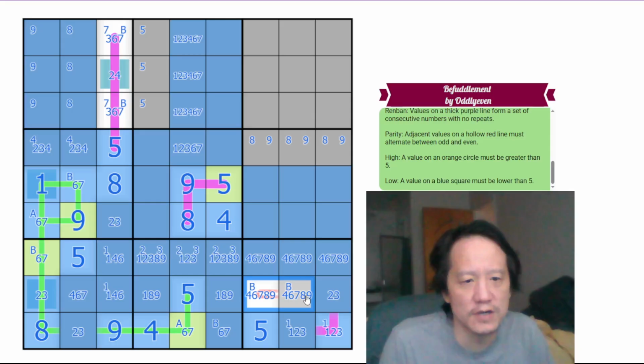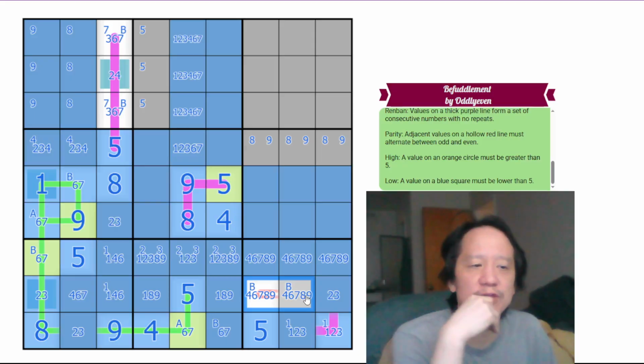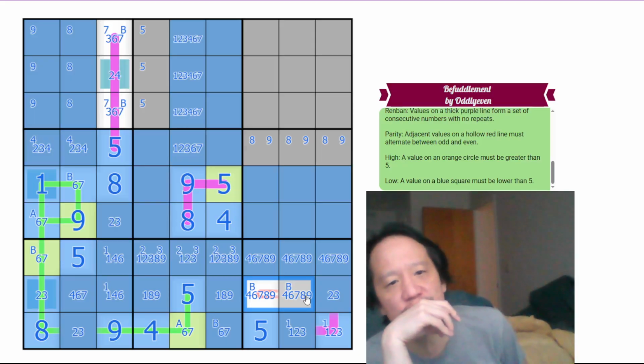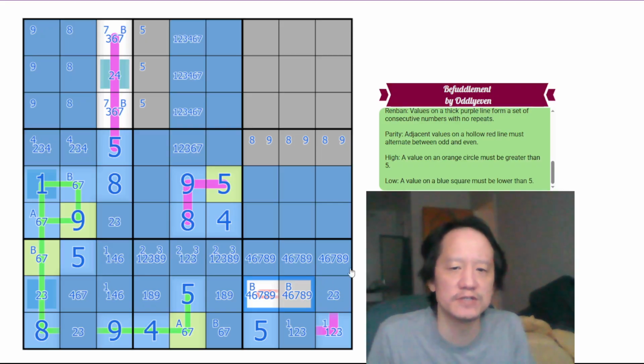So one of these is odd. It could be either 7 or 9, and it's the non-doubled one. The other one has to be doubled. It can't be the odd digit doubled, so it could be 4, 6, or 8. It can't be 6 doubled. So this can never have a 6 here.